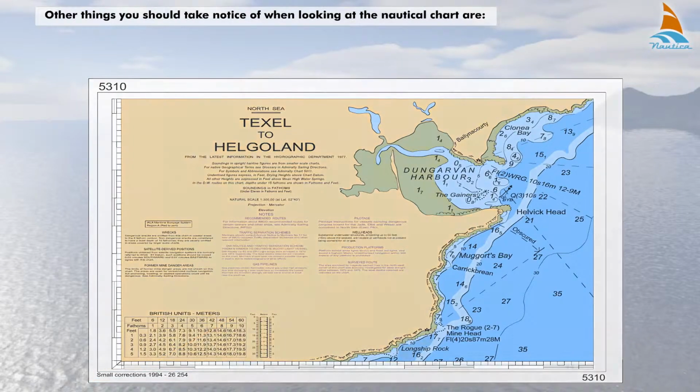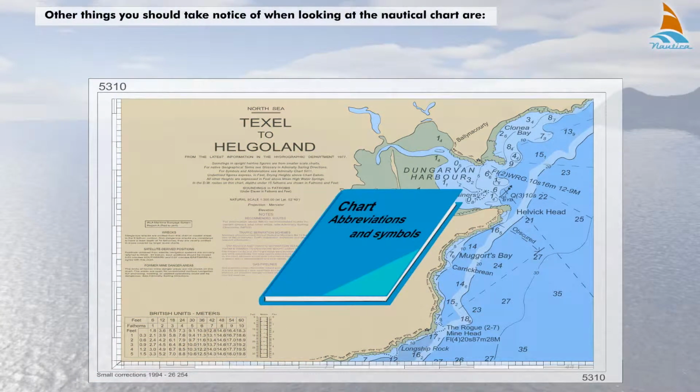Chart abbreviations and symbols. There's a book called Chart Abbreviations and Symbols where you may find an entire index of abbreviations, a key to all of the chart symbols, and an explanation of the IALA buoyage system. In addition, you may find general features, topography, hydrography, and aids to navigation.